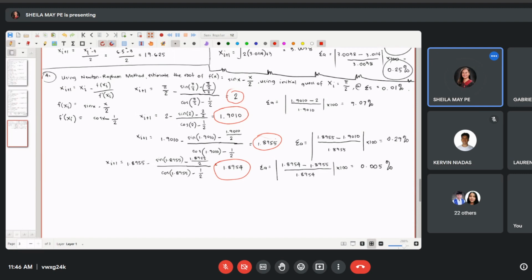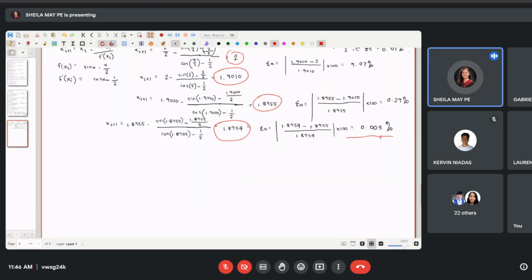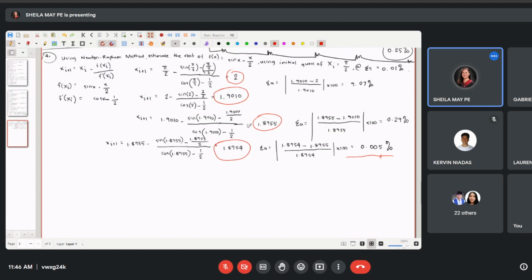Okay. So since we have the EA lesser than our error criterion, we stop or terminate our iteration. Our estimated root is 1.8954, having that error criterion. So far, are you following the Newton-Raphson? Yes, ma'am.